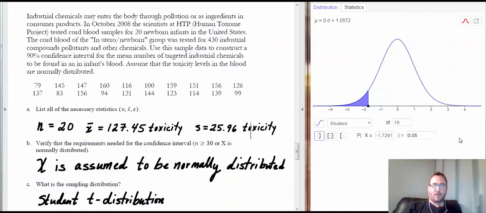Alright, here we go. We are live. This is question number 3, section 8.3 on confidence intervals for a single population mean. That is estimating a population mean. Alright, let's go for it here.